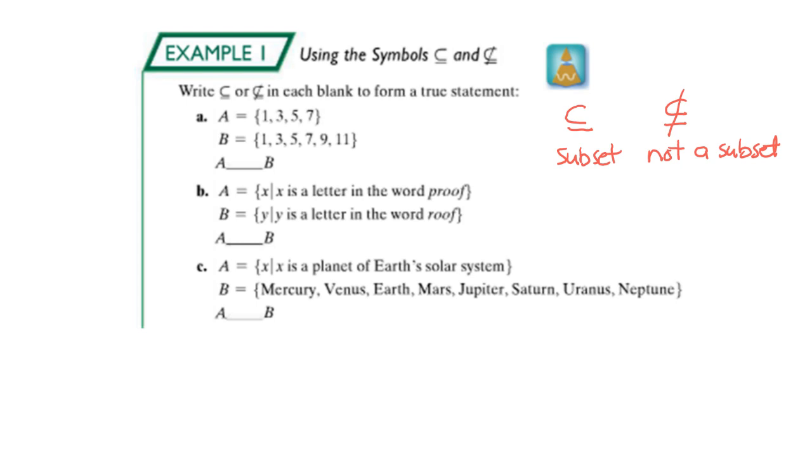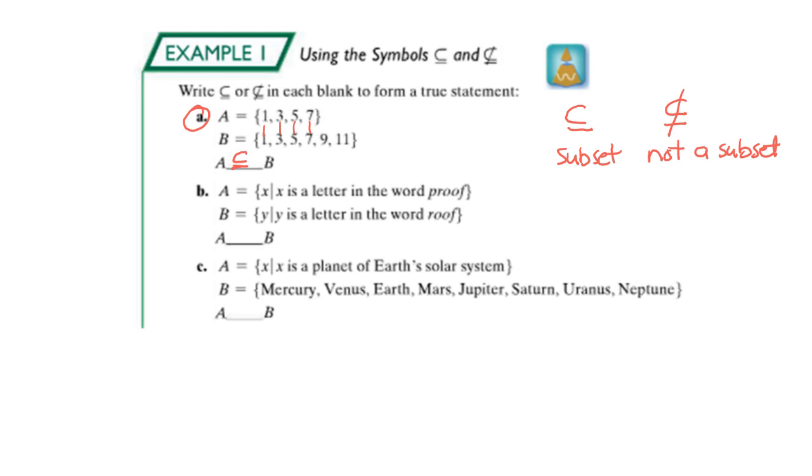So for part A, they give us two sets. Set A is 1, 3, 5, 7. Set B is 1, 3, 5, 7, 9, 11. They want us to compare set A to set B, and you can see that every element in set A is also contained in set B. So A is a subset of B.